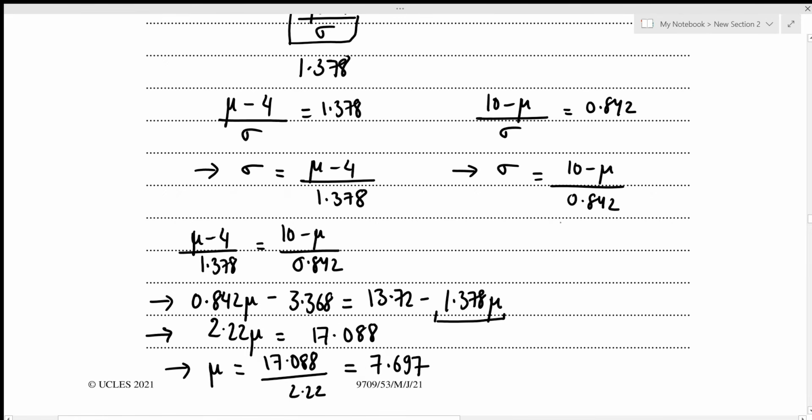Now, the value of sigma can be figured out by just substituting the value of mu. So that's going to be sigma equals (10 minus 7.697) divided by 0.842. This gives us the value of sigma to be 2.735.